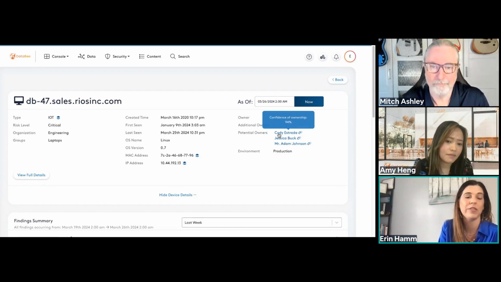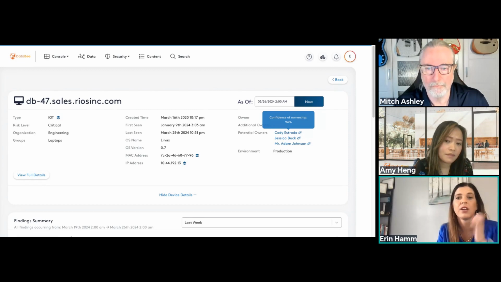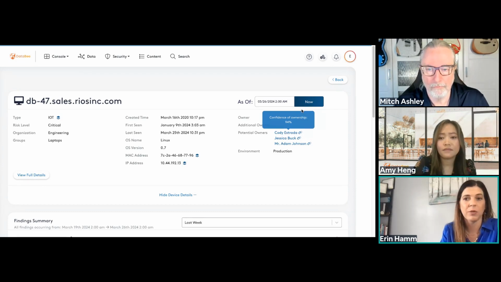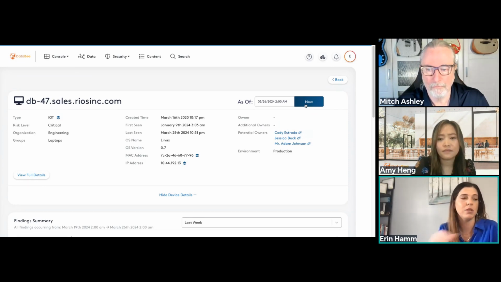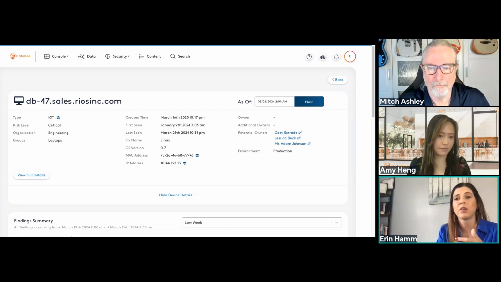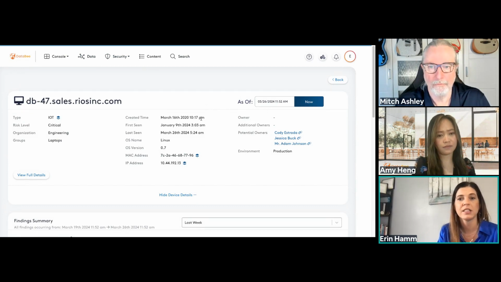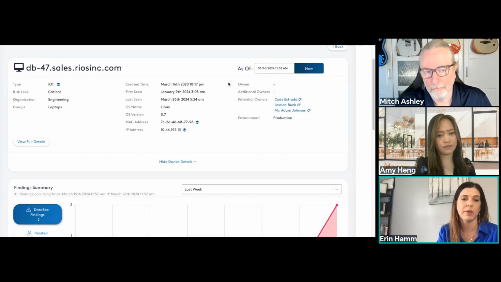So in this case, we don't have an ownership of this device, but we're showing you with 94% confidence that coding most likely is the owner of that. We also can show this at a point in time. So it's always going to show to the current date. But you can also change this to say, okay, I want to look back and go to 3 days ago, 4 days ago, 5 days ago, whatever that time frame is. And then you can always change that up here.